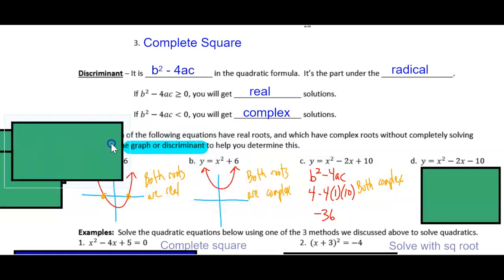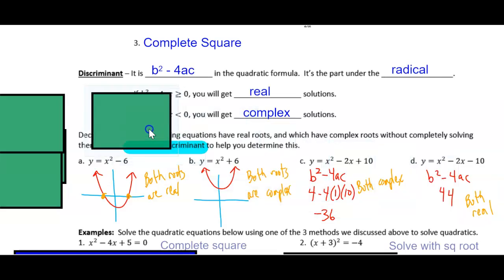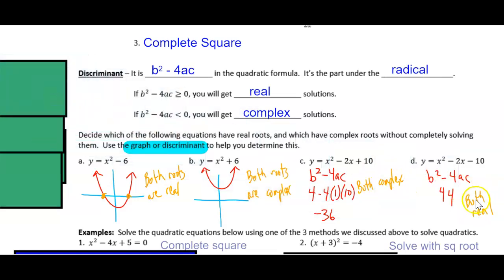For C, if you do the discriminant here, it comes out to be negative 36. So when I put that under a square root, I would need to use complex numbers, so both roots here are complex. And if I do the discriminant for D, I get a positive number. Even though it's not a perfect square, that doesn't matter. We will get positive answers, so we'll have 2 real roots for letter D.